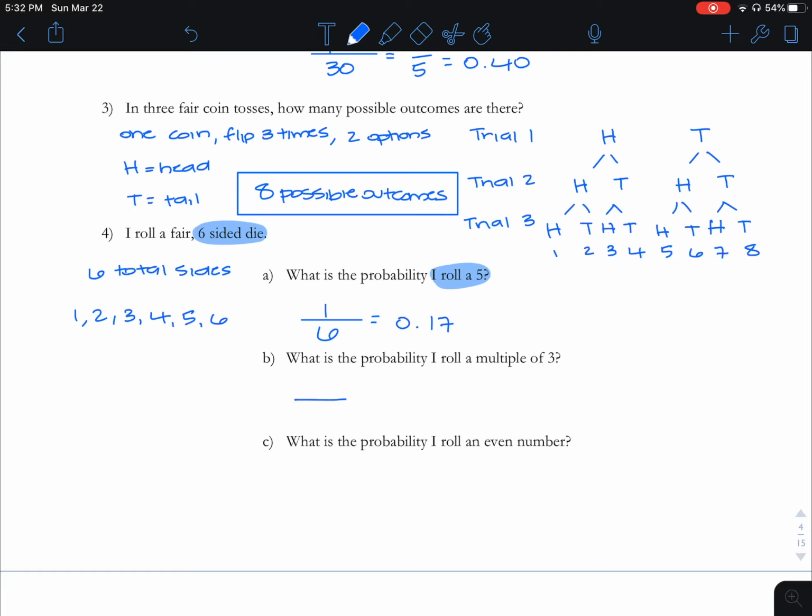Next one. Again, I'm going to label both of these. 6 goes on the bottom because we already know that's the total amount. I'm not changing to a 10-sided die or 12-sided die. I'm always sticking with that 6-sided die. So what about multiples of 3? What numbers are multiples of 3? 1 is not a multiple of 3. 2 is not. 3 is a multiple of 3. 4, no. 5, no. 6, yes. So I have 2 options, 3 and 6. Reduce to 1 over 3, which gives me 0.33.